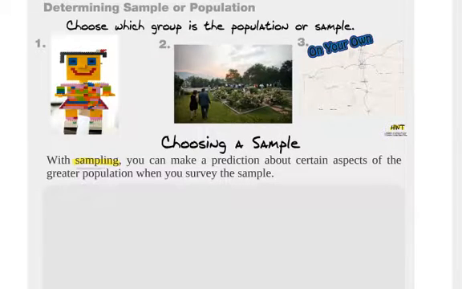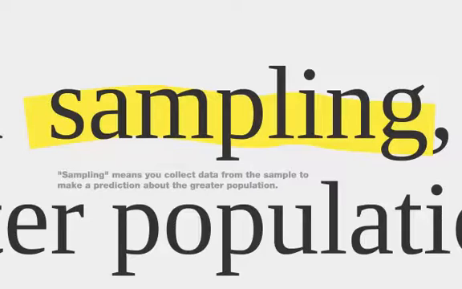All right, so choosing a sample. What we're going to call now is called sampling. Sampling is when you make a prediction that tells us certain aspects about the greater population when you survey just the sample. So sampling means you collect data from the sample to make a prediction about that greater population. If you're thinking about proportions right now, that's a good thing, because when we take a sample and compare it to a population, that's nothing else but a proportion. All right, so let's do it.